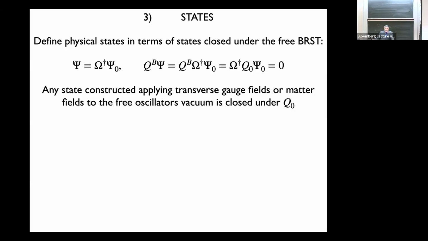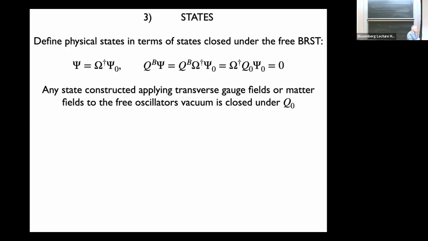You could formally define physical states in terms of states closed under the free BRS. So you could take a state psi 0 that is closed and not exact under Q0, and then dress it with omega dagger. Then this dressed state is closed under the full BRS charge. And if psi 0 is not exact, then the dressed psi 0 is not exact under the complete Q. So in principle, we have this. And the point is that there are so many states in the free BRS cohomology. You have a free theory, right? Take the Fock vacuum and apply transverse gauge fields or matter fields to the Fock vacuum.